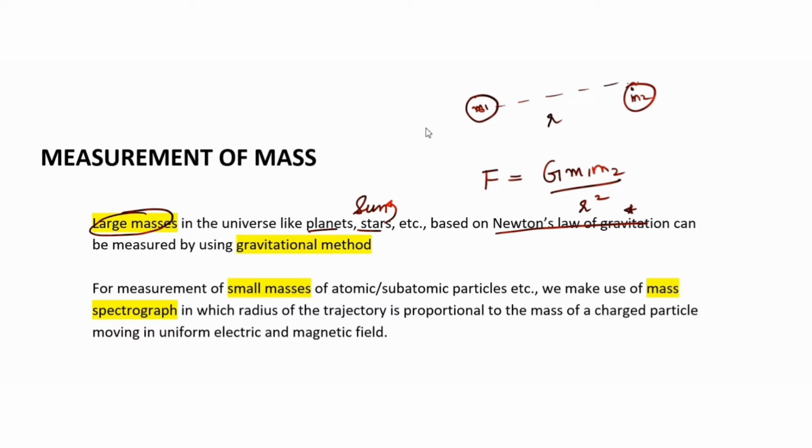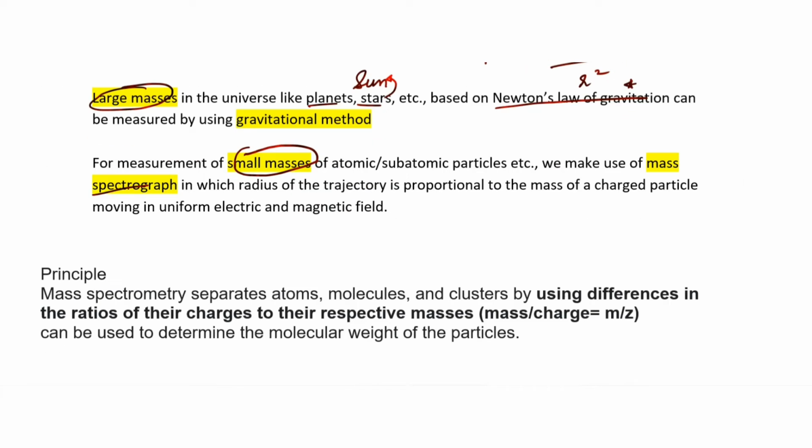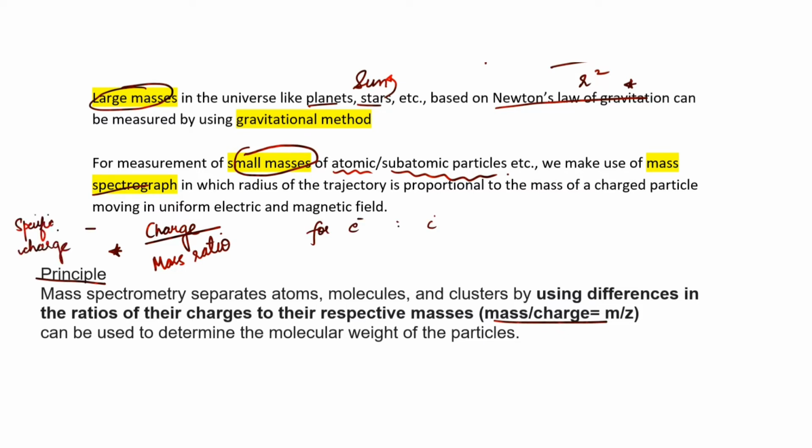Next, small masses, for example subatomic particles like protons, electrons and neutrons, can be measured by the mass spectrography method. The main principle of mass spectrography is that it uses the charge to mass ratio. This charge by mass ratio is nothing but the specific charge. Specific charge always means, the word specific means by mass.